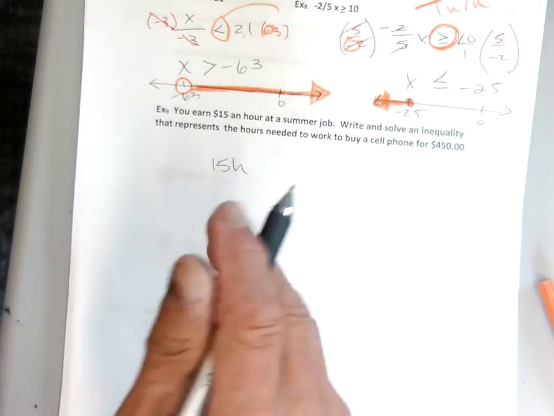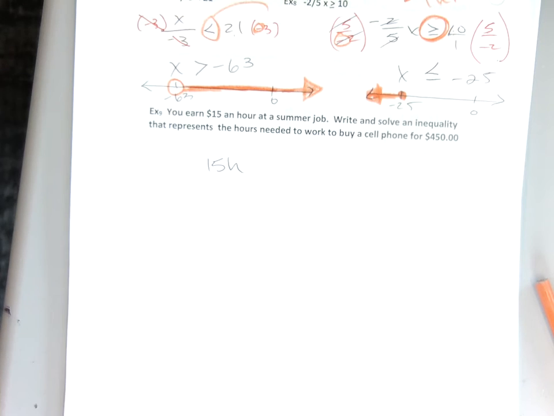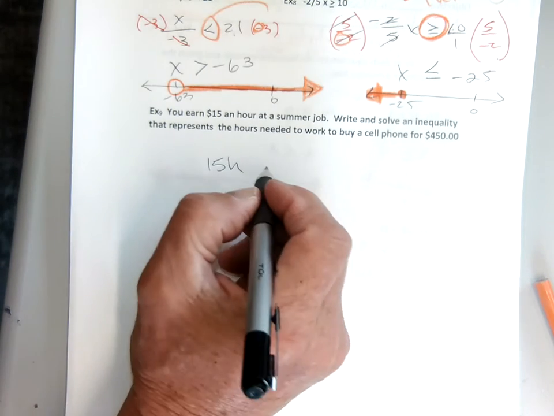So let me ask you a super easy question. What if you make more than $450? Would you quit your job? No. Can you make more than $450? Sure. Let's make more or equal. So what would I write? If I make more, what would I write? Greater than or equal to.